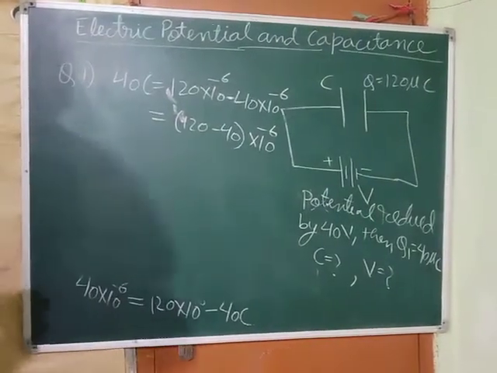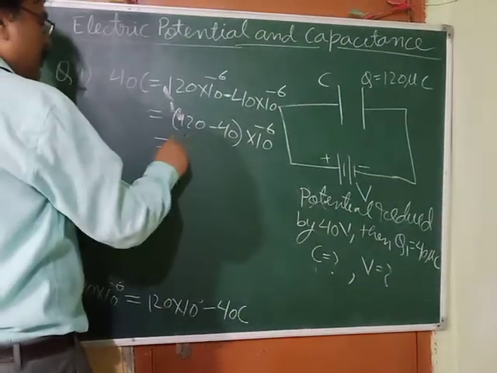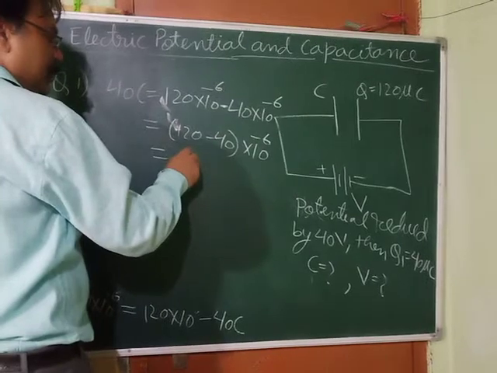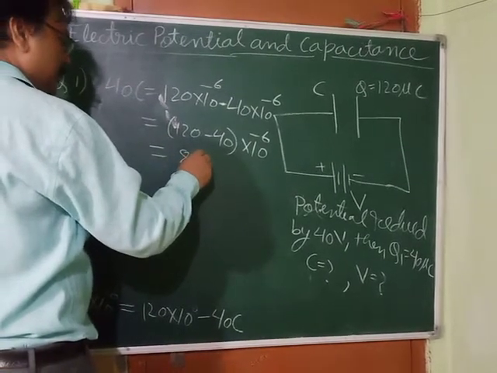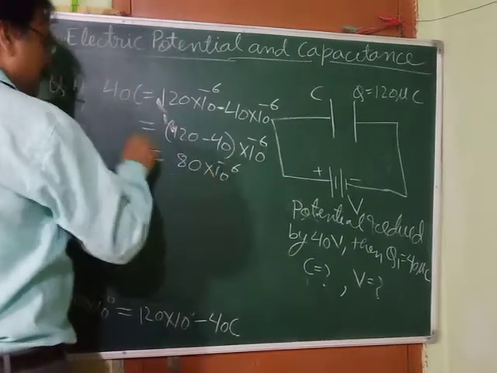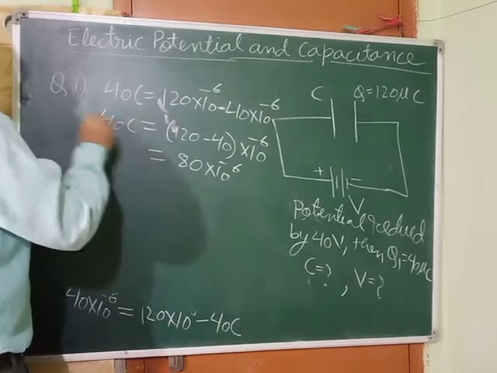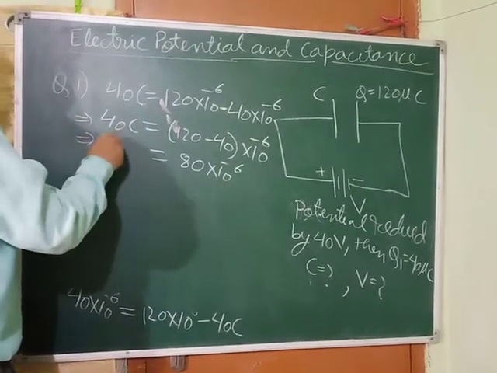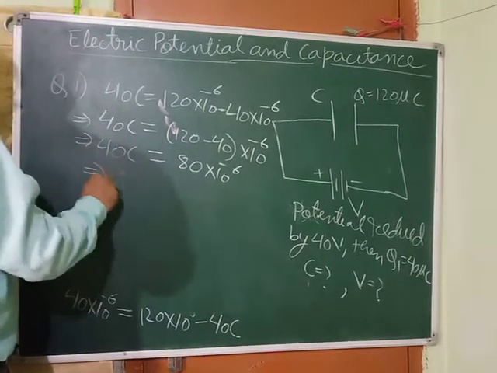Now what can we get? 120 minus 40 is 80, so 80 into 10 to the power minus 6 is equal to 40C. So what is the value of C?